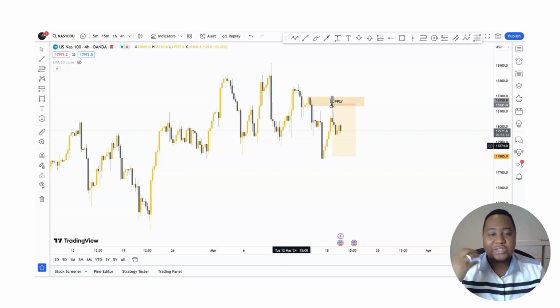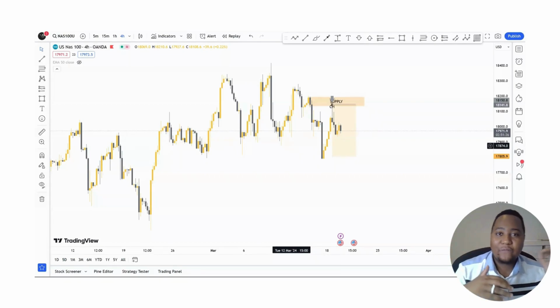As I said, just to simplify it, on the 4H you want to pick the order flow because it's quite simple. Then you go to the 5 minute or 1 minute to really confirm your entry with more smart money techniques.